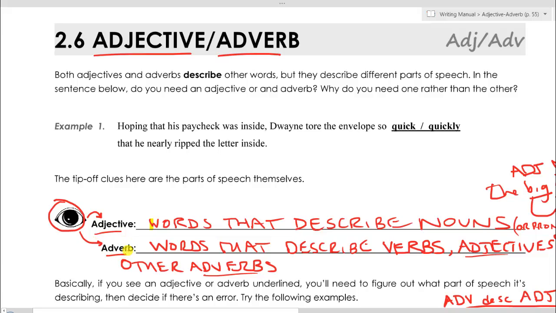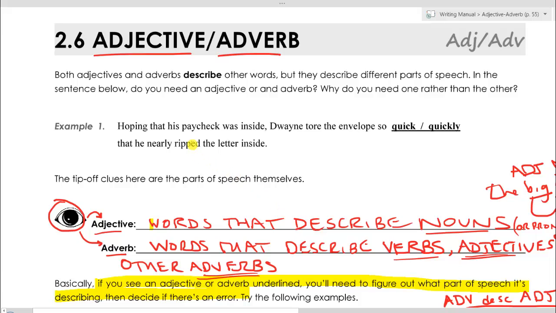Well, you look to see what the word is modifying. If the word is modifying a noun, then you do need the adjective. If the word is modifying a verb, an adjective, or an adverb, then you need an adverb. If you want to highlight this down here, that sort of sums up what I just said. If you see an adjective or adverb underlined, you just need to figure out what part of speech that word is describing or modifying, and then you have to decide if there is indeed an error.